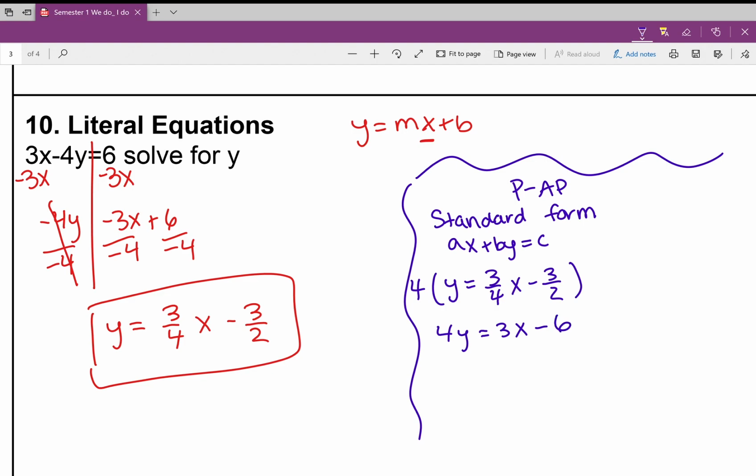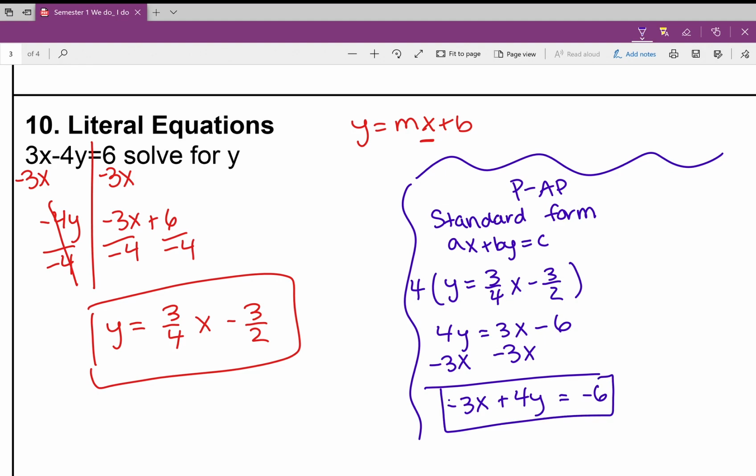Okay, then I want to get my x and y's on the same side. So I'm going to subtract 3x. And I get -3x plus 4y is equal to -6. Okay, so that's how it would look in standard form. If you notice back at the original problem over here, it's very similar to what they got up here, except they multiplied everything by -1. So we got 3x minus 4y equals 6. Okay, this is just a second note for my pre-AP class.